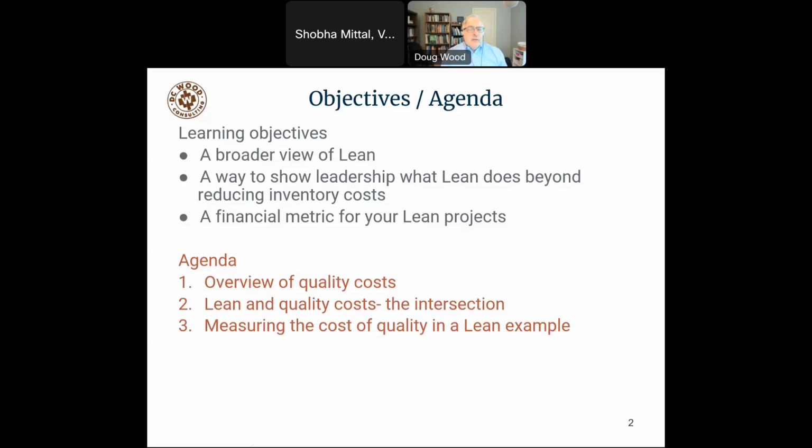In our agenda tonight, we're going to first do an overview of quality costs. What are they? Real quick. Then we're going to talk about lean and quality costs and how these two intersect. And we're going to finish up today with a lean example and walk through measuring the cost of quality for a lean case study.